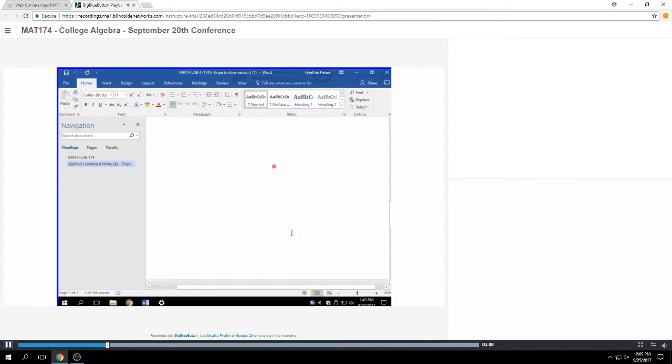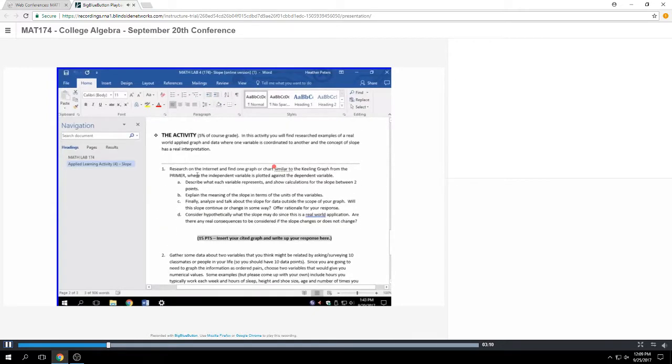What you're going to do on the assignment is find a graph or chart similar to this graph from above, where the independent variable is plotted against the dependent variable. You can just Google search different graphs, maybe pick something that is interesting to you. If your hobby is video games, you can look and see if there's any graph out there related to video game usage, or basically anything you want to look at.